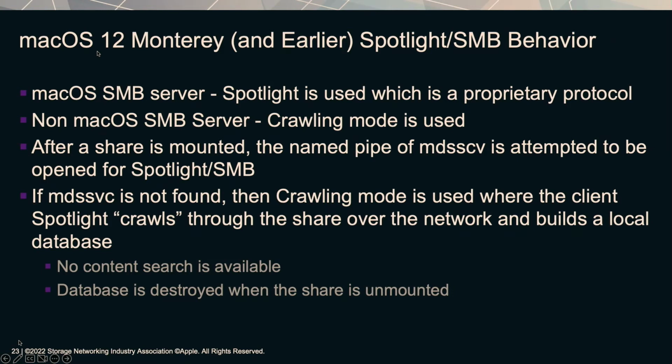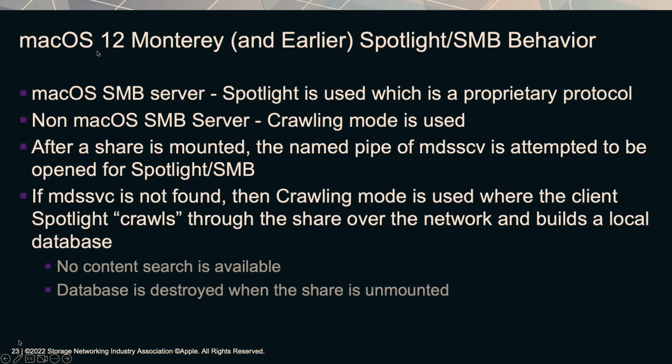When the client connects to the server, we try to find out if Spotlight is on the server. And if it is, then we'll use Spotlight. So of course, the macOS server would have Spotlight, and we would do Spotlight over SMB. If it's a non-macOS SMB server, then we use what's called crawling mode. The way we determine whether Spotlight is supported on the server is after you mount the share, we try to open the named pipe of MDF service. If it opens and we can talk to it, then the server supports Spotlight. If we can't connect to the MDF service named pipe, then we use crawling mode.